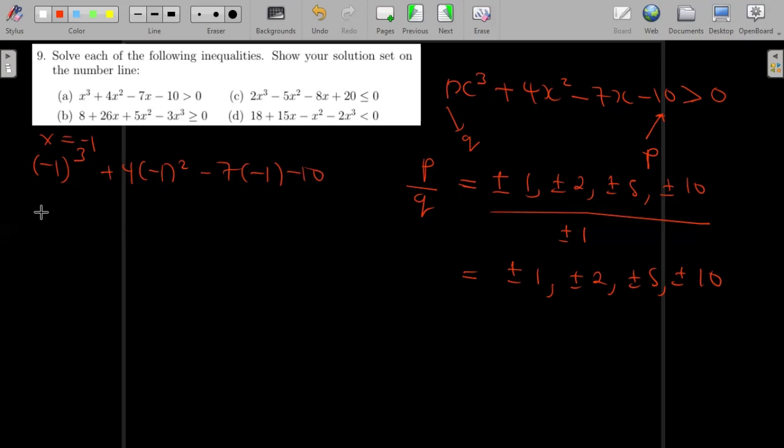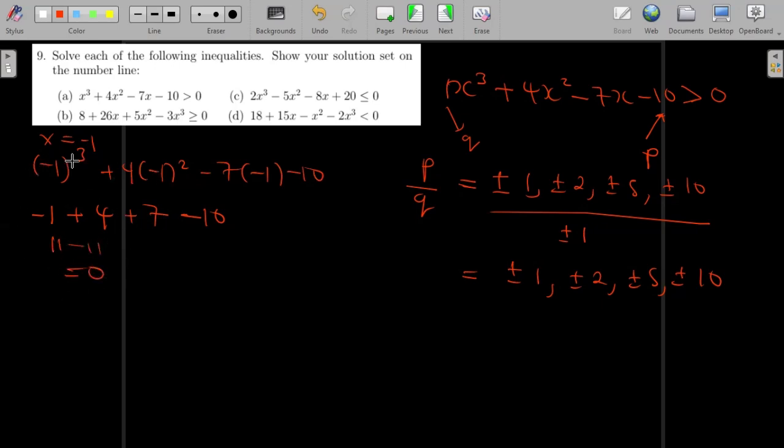This gives us a negative, since -1 is raised to an odd power. Then (-1) squared will be positive since it's raised to an even power, and you get 4 there. Negative by negative gives you a positive, so it's positive 7, and you have minus 10. When you add, 4 plus 7 is 11, so you have 11 minus 11, which is equal to 0.